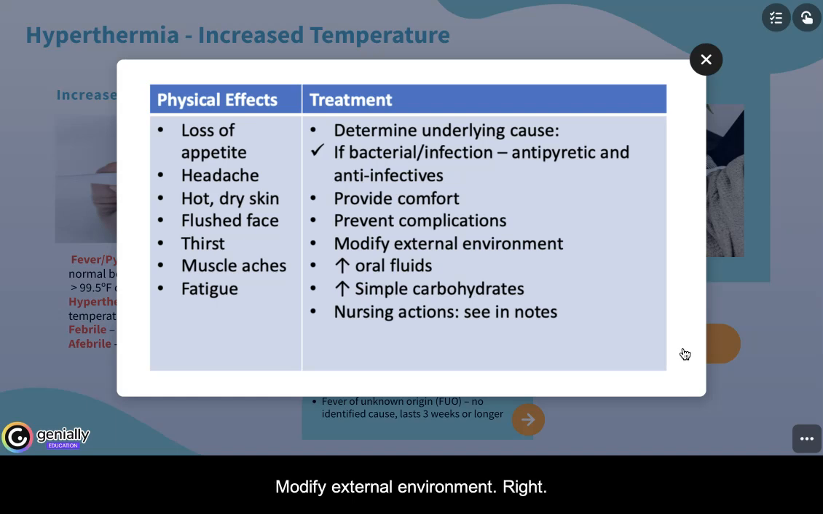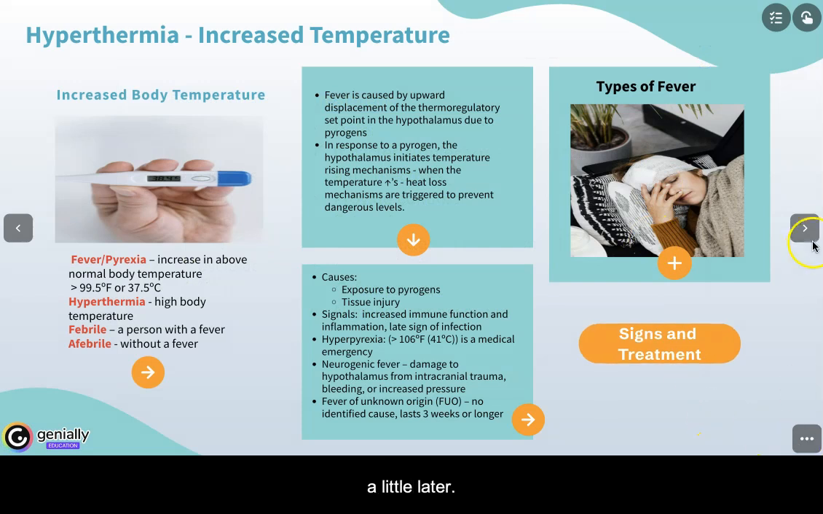Modify external environment, right? If it's too cold or too hot, make sure the environment is comfortable for the patient. Increased oral fluids. Staying hydrated helps the body lose that heat. Then increase the intake of simple carbohydrates. Those help to reduce body heat. Then we have nursing actions, well, I'll show it to you in the notes a little later.